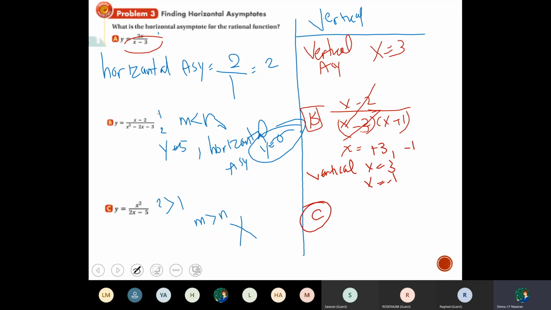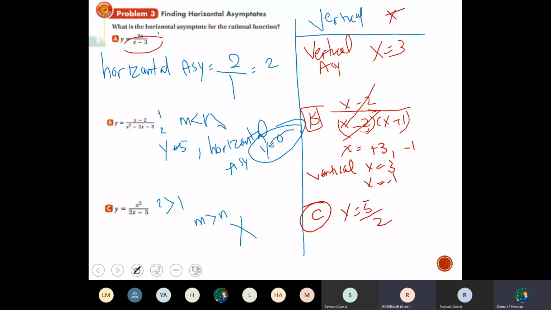Now let's do c. In c here, did we have common zeros? No. No common zeros. So what about the vertical asymptotes now? It is 5 over 2. It will be at the real zero of q of x. So it will be at x equals 5 over 2.